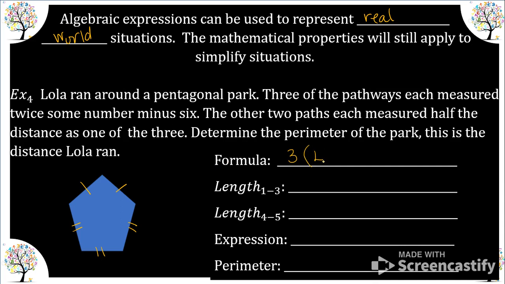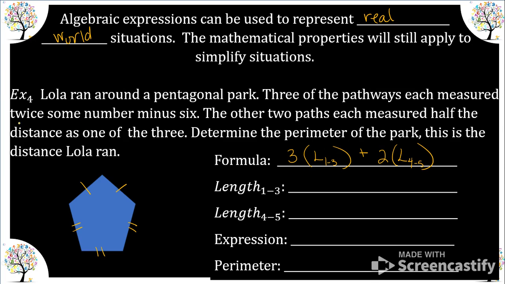So 3 times length 1 through 3, plus the 2 other sides, because perimeter is adding all the sides around an object. And we have 2 sides, whatever the length is for 4 and 5. So we have 3 sides the same plus 2 sides. Perimeter is adding all the sides. So now let's look at the 3 sides that are the same.